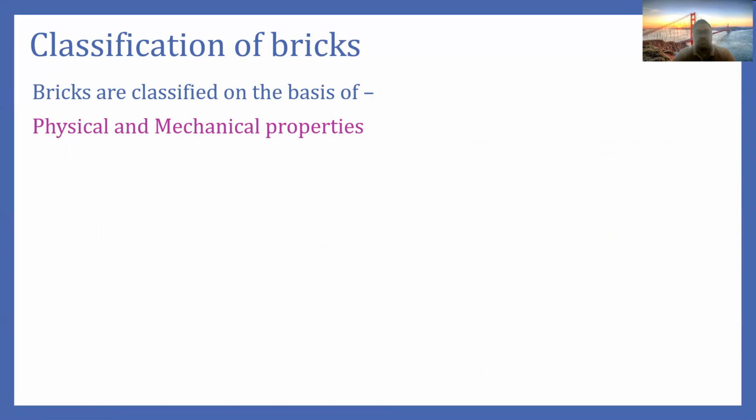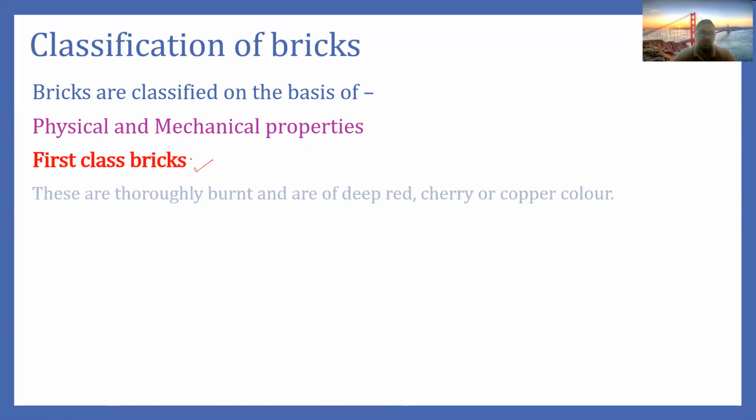Bricks classified on the basis of physical and mechanical properties. In this we have first class brick. Now what is the feature of this first class brick that we will see? These bricks are thoroughly burnt and they are deep red, cherry or copper color. So they should be thoroughly burnt. That is the main feature of the first class brick.